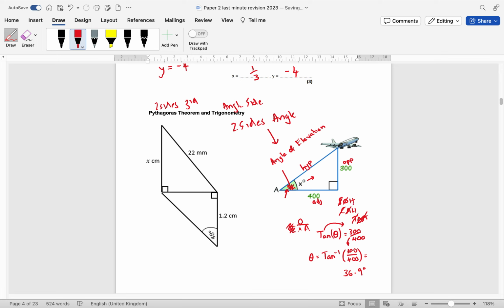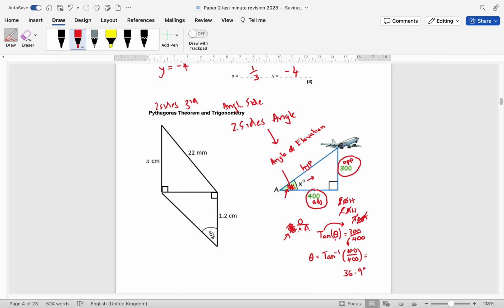I've written SOHCAHTOA, TOA, crossed out SCT, crossed out O because I know it, and A because I know it. I end up using TOA, which I've written as a little triangle here. This scribble is me covering the T because I'm trying to find the angle, leaving me O divided by A. So my formula is tan theta, could have used x like they did in the question, tan x, tan theta, whatever, equals O 300 divided by A 400.